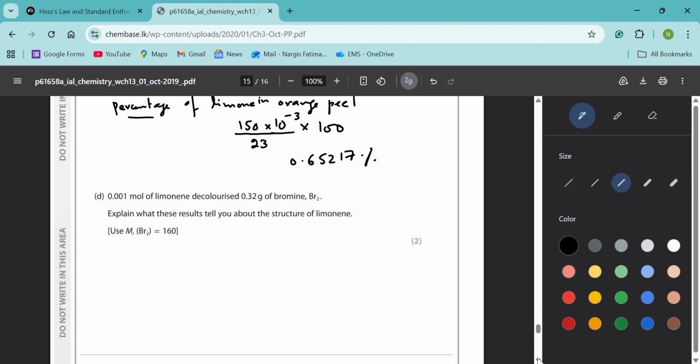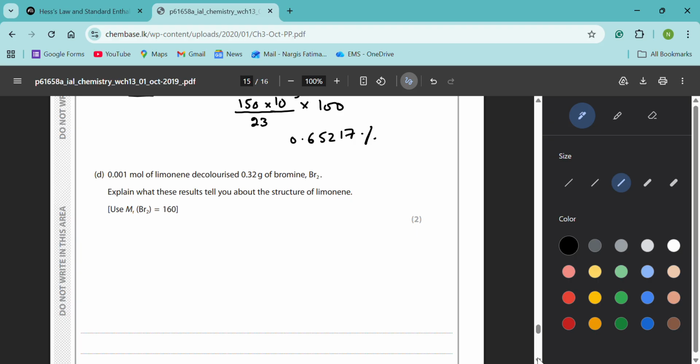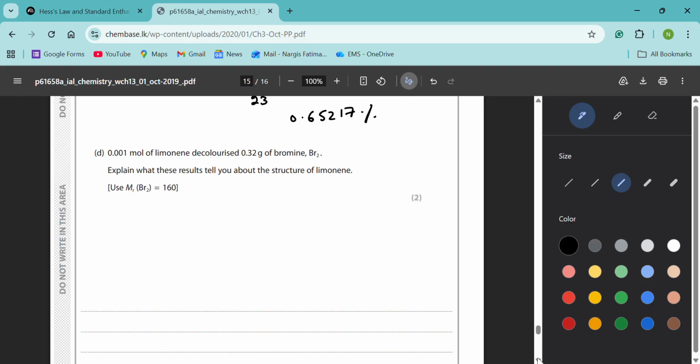Now 0.001 mole of limonene decolorized 0.32 grams of bromine. Explain what these results tell you about the structure of limonene. Okay, it is decolorizing bromine water. So it shows that there is a presence of a double bond in this, because it is decolorizing bromine water.